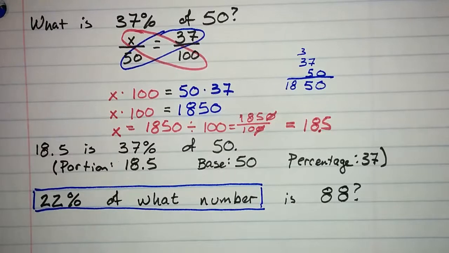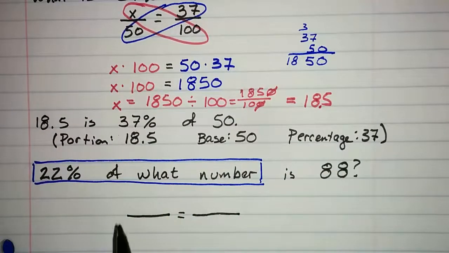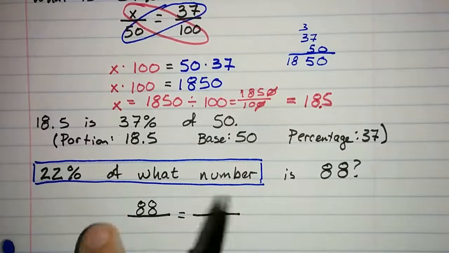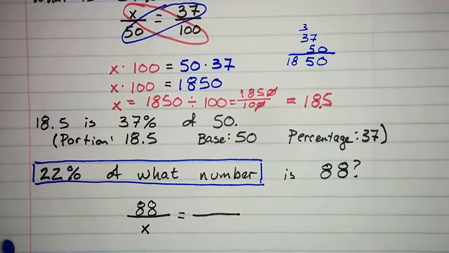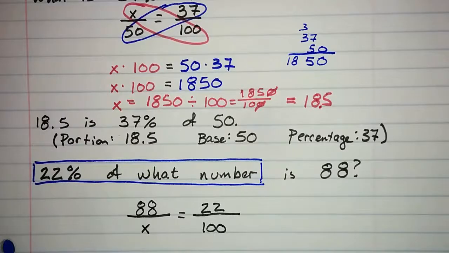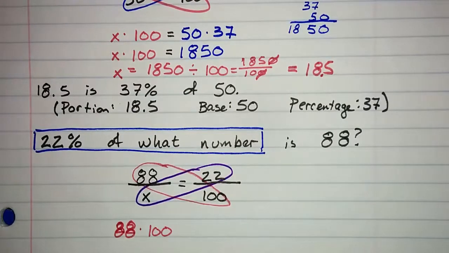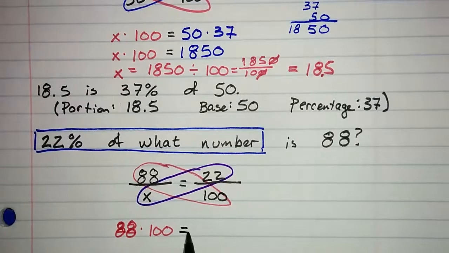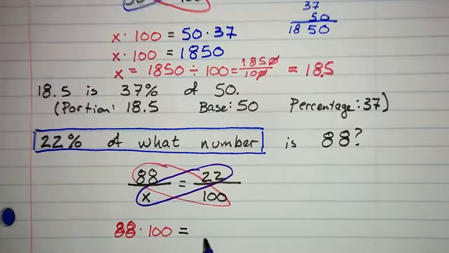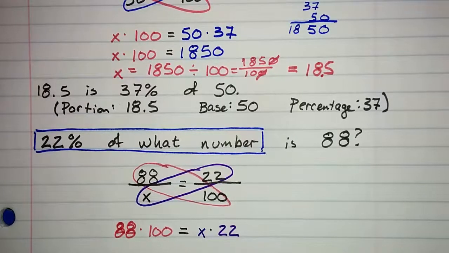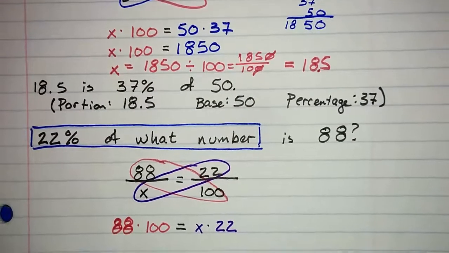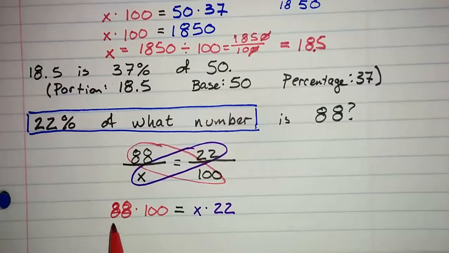So again, we'll set up our percent proportion, but now the portion is 88. And the base is what we want to find out. The percentage is 22, and it's always percentage out of 100, because that's what percent means. Well, we can solve this. We can cross multiply, and we'll get 88 times 100 is the other cross product, x times 22. Well, 88 times 100, that's easy. And 88 times 100, of course, that's 8,800.